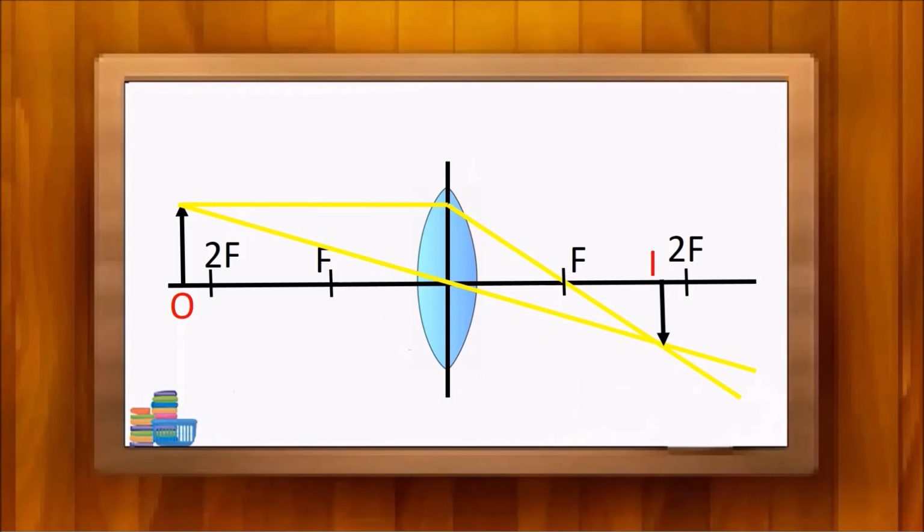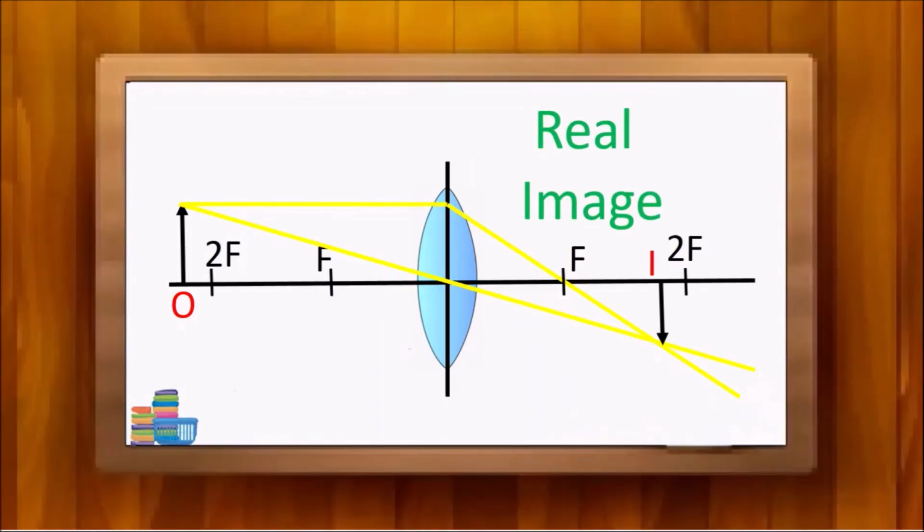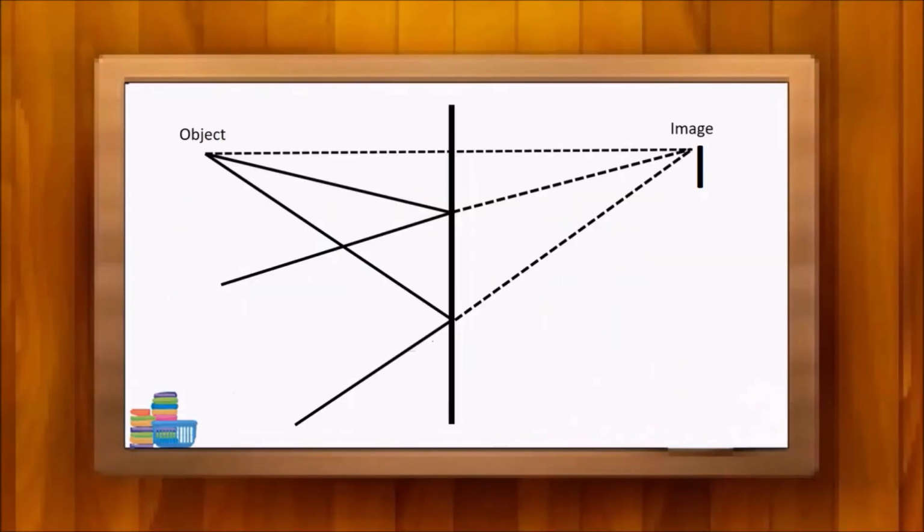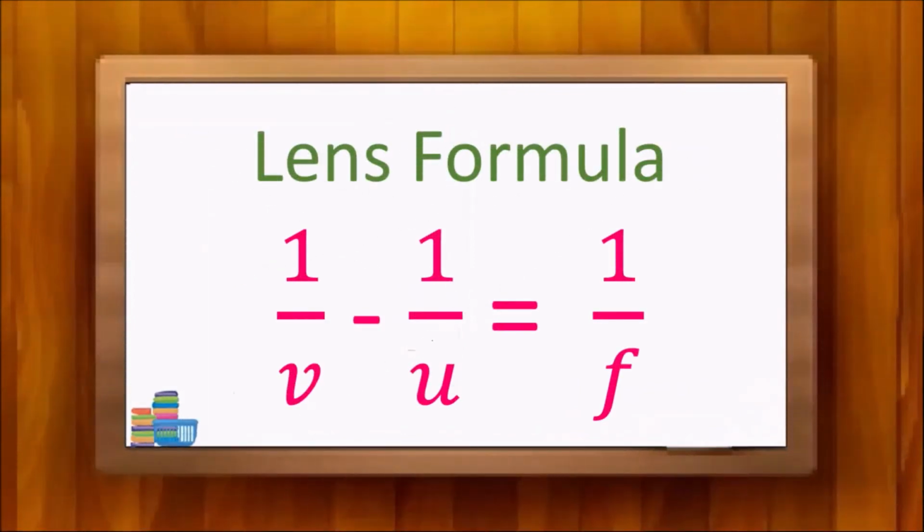What are they? The image is smaller than the object, so we call it minimized. As well, the image is upside down. This is a real image, because it's created by real light rays meeting. In a plane mirror, real light rays don't meet one another, so that image is a virtual image. We can take a real image onto a screen, but a virtual image can't be taken.